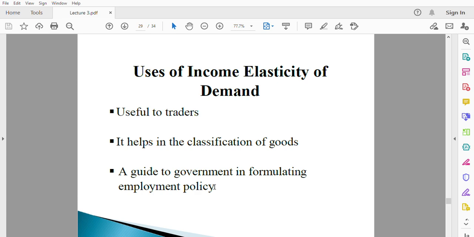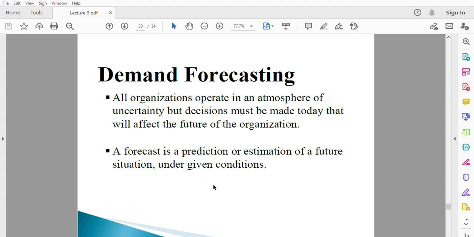Right. So we are drawing the curtains down, but I want to talk about demand forecasting. Demand now is familiar, but have you heard the word forecasting before? Forecasting is predicting into the future what will happen if I make this decision. What will happen? So all organizations operate in an atmosphere of uncertainty. No one has gone into the future and has come back.